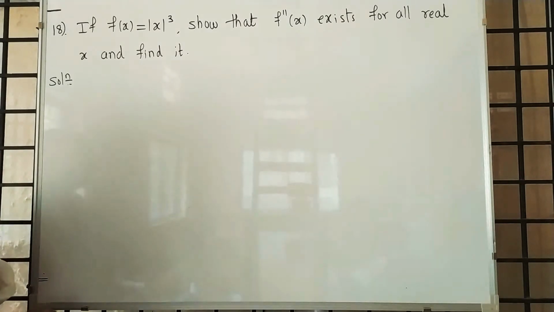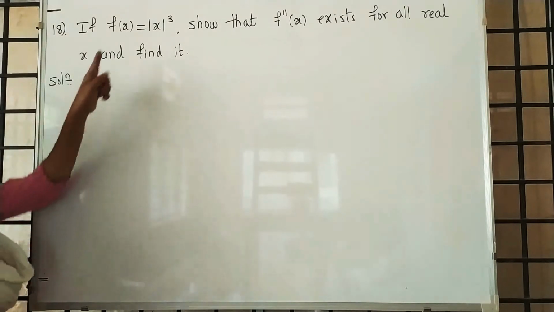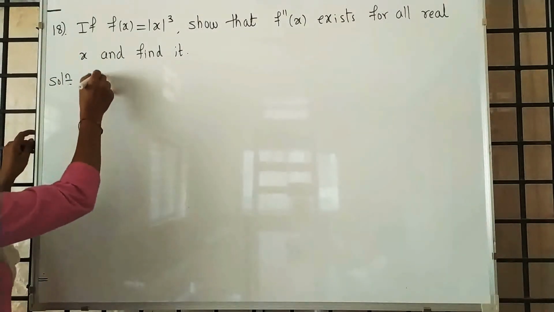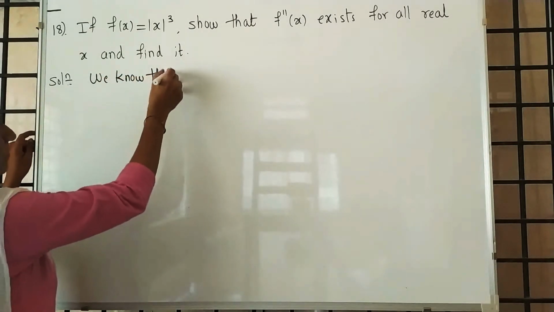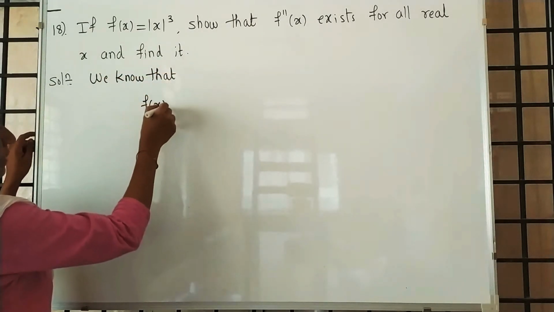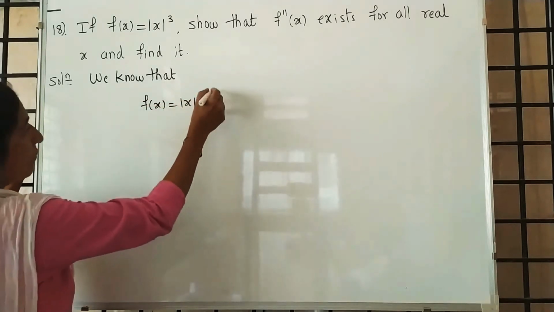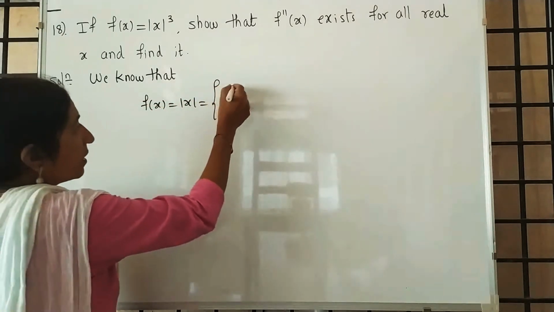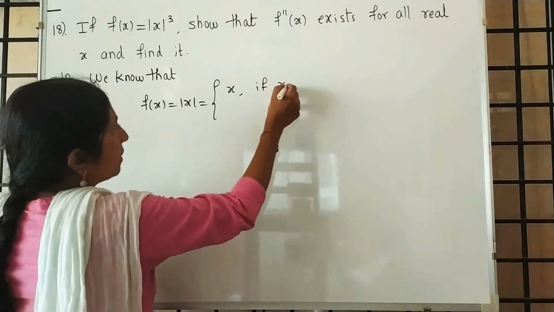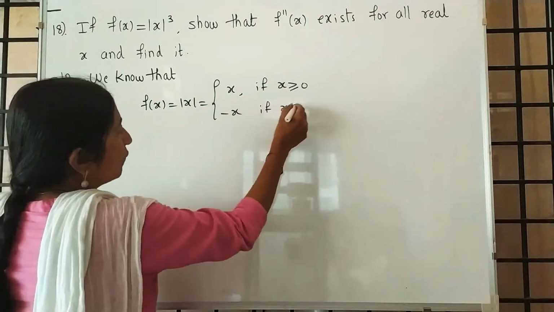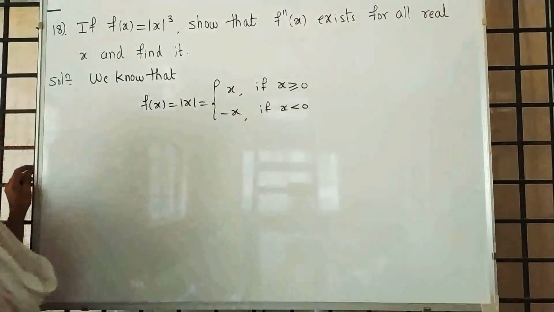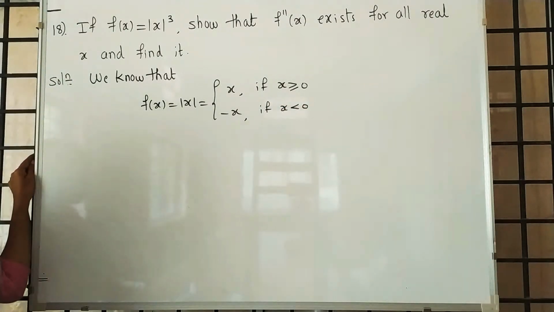See, we are familiar with the formula of definition of mod x. Already we are familiar. We know that f of x is mod x. For mod x we have the values x if x is greater than or equal to 0 and minus x if x is less than 0. Yes, you are familiar with this formula. Yes, we are familiar with this formula.